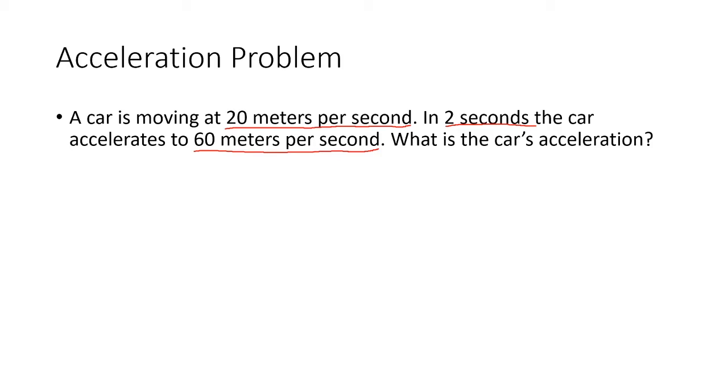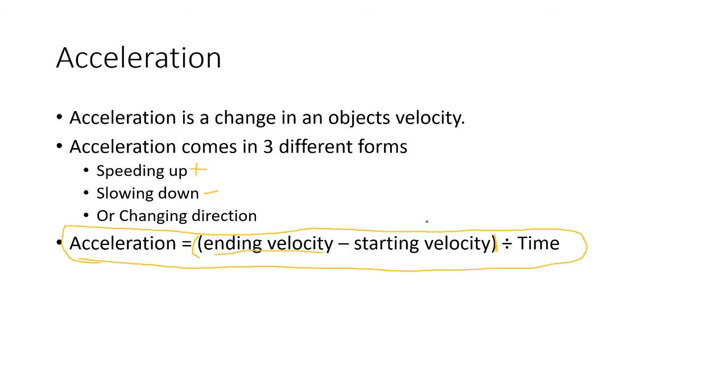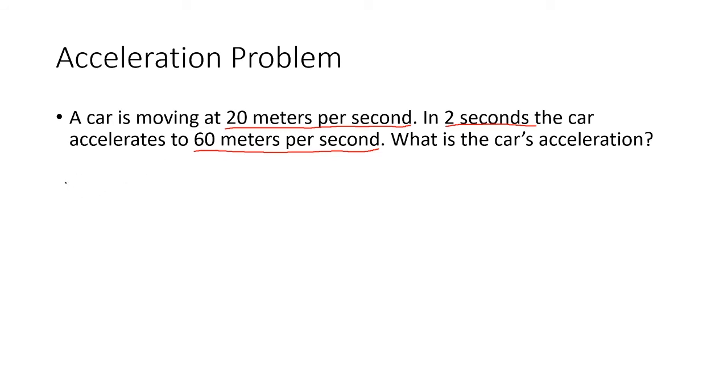Well, first things first, we were given a formula, which is, boom, acceleration equals ending velocity minus starting velocity divided by time. I'm lazy, so instead of writing acceleration, I'm going to put A for acceleration. It's going to be equal to our ending velocity, so I'm going to put end V, minus our starting velocity. For that, I'm just going to put start V.